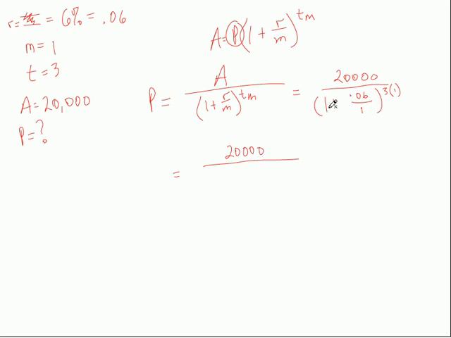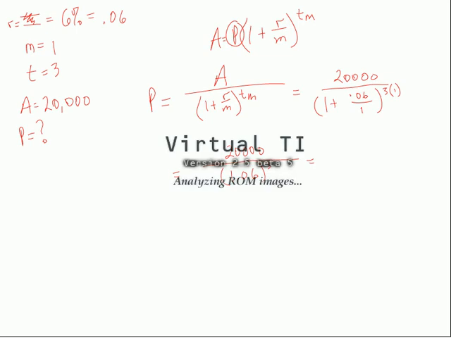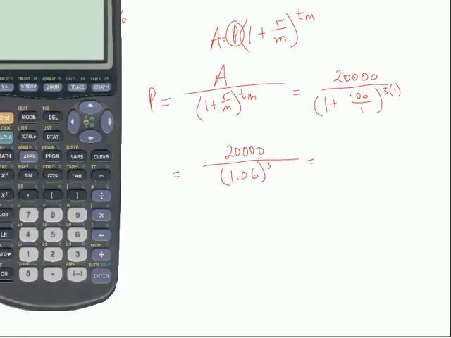We could do this in our head. Look, 0.06 divided by 1 is just 0.06. If you add that to 1, what is that? 1.06. That's pretty easy, isn't it? To the what? Third power. There you go. And let me bring the calculator up. Right there.